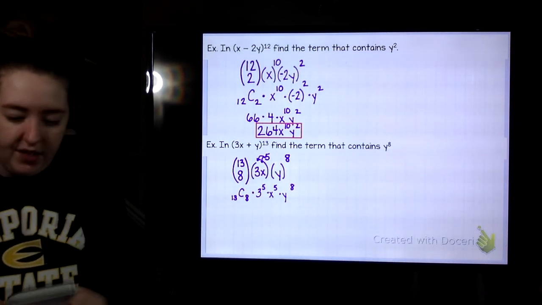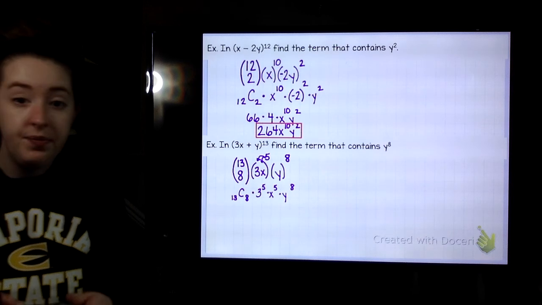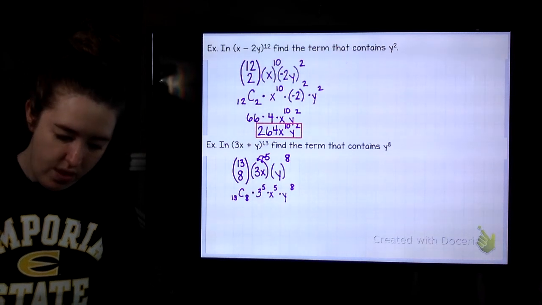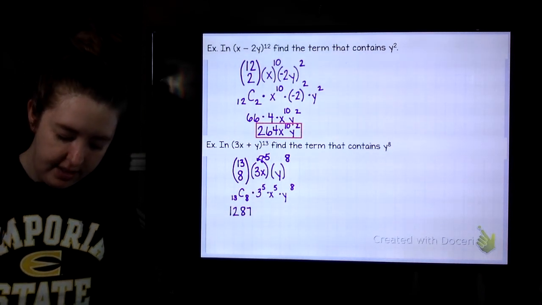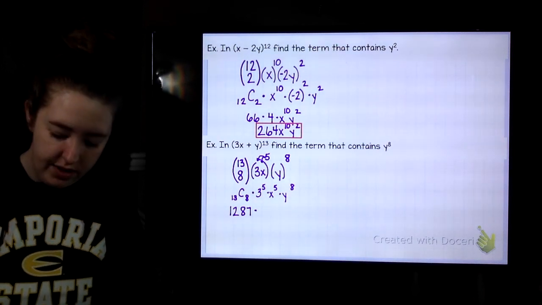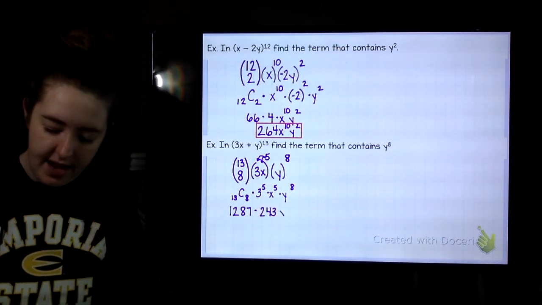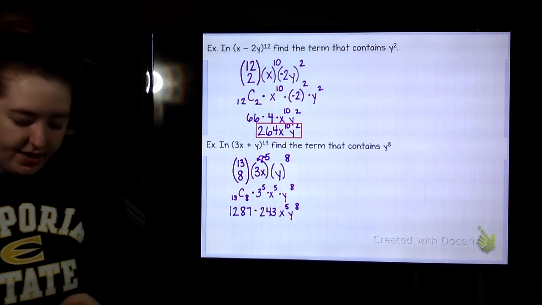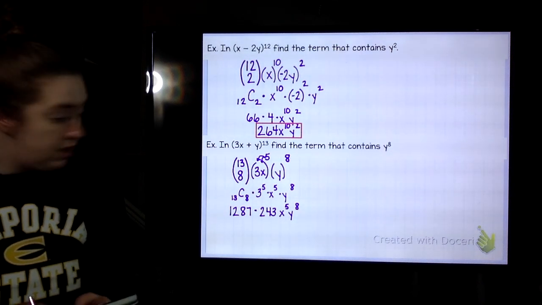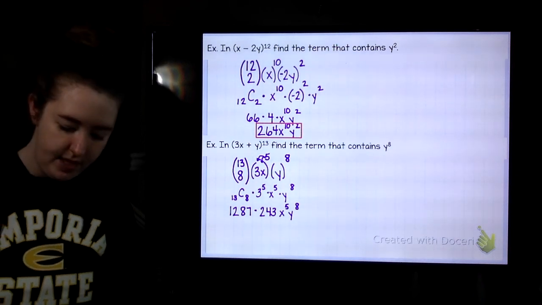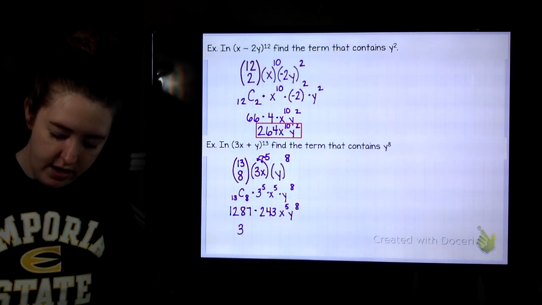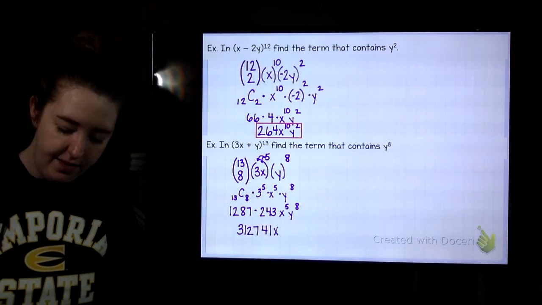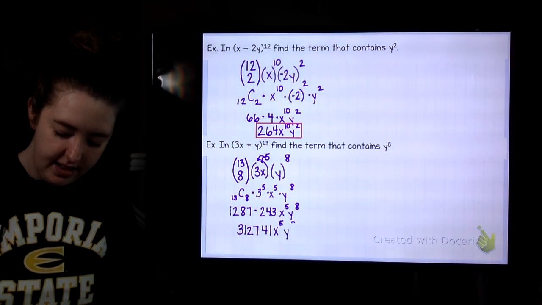So now let's go through and find these values. So we're going to find 13 choose 8, which is 1,287, times 3 to the 5th, which is 243. And then we have x to the 5th, y to the 8th. We'll multiply these numbers together. Times 243. 312,741 x to the 5th, y to the 8th.